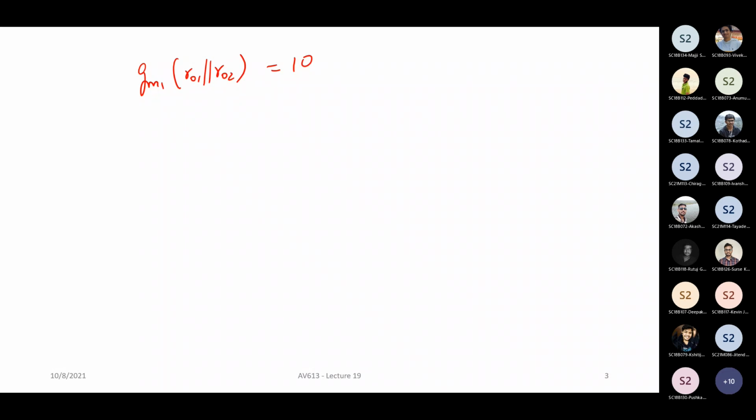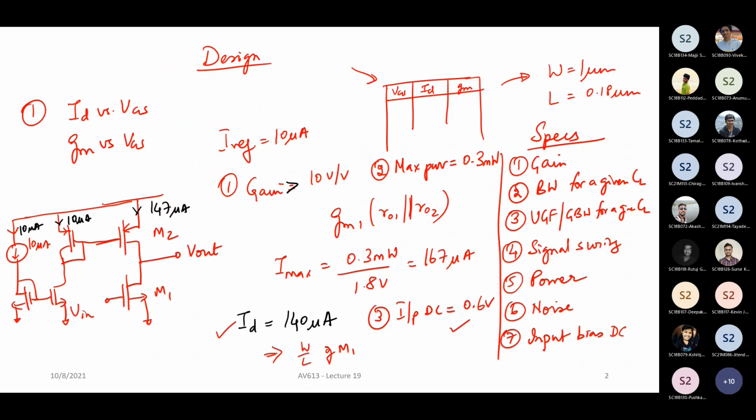For example, you can say I am having 2 millisiemens multiplied by 5 kilo ohm giving me 10, or it can also be 1 millisiemens multiplied by 10 kilo ohm giving me 10, or it can be 0.5 millisiemens multiplied by 20 kilo ohm giving me 10, right? You can have very many different combinations. Which combination you choose depends on the other constraints. In this case, you have a power budget.